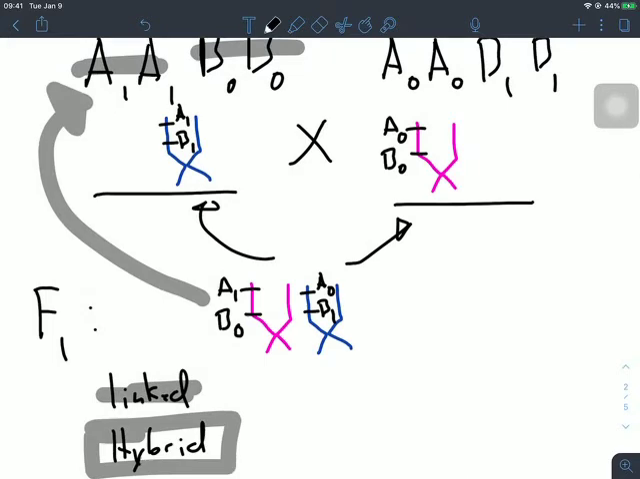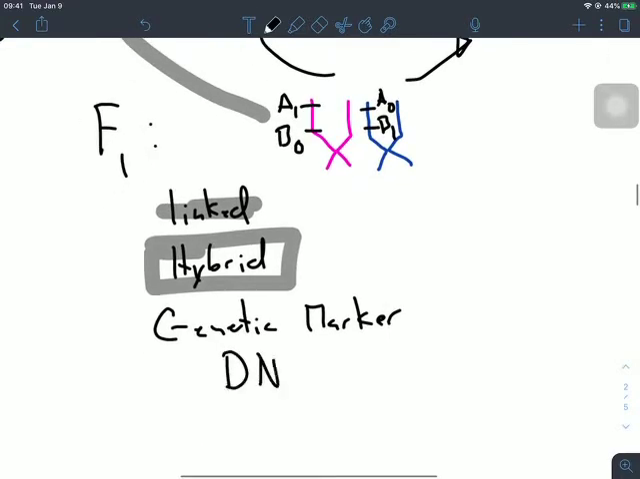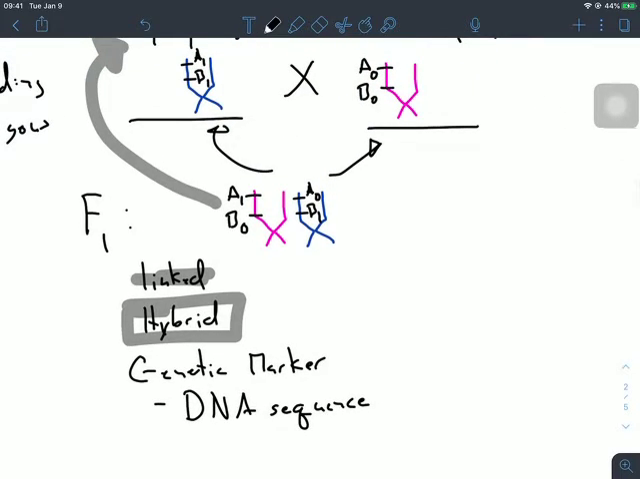Because you have different alleles, you have something called a genetic marker. We'll talk more about genetic markers later, but genetic markers are a way for us to distinguish maternal versus paternal strands, whether they derive from mom or dad, or the fact that they are different in the first place. These markers are fundamentally something about the DNA sequence. So once we have those markers, we then are going to self or cross this individual. And there are two different ways to look at this.